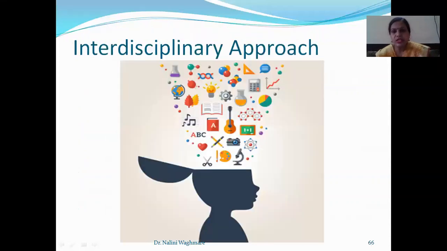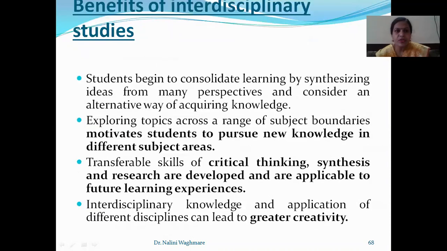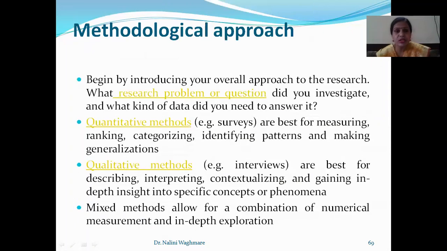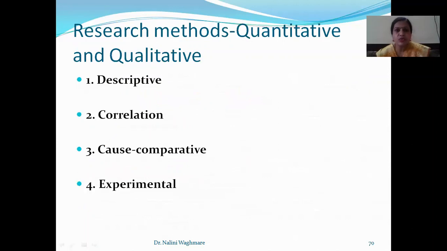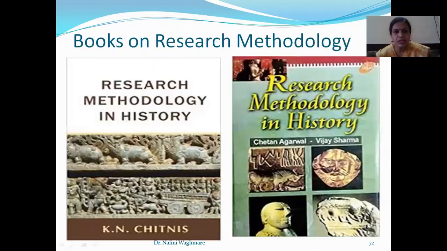While doing interdisciplinary research, you take the help of more than one or two subjects and do research. That is also important. Then the meaning of interdisciplinary research: you have to take the help of other subjects, also mentioned here. Then it is beneficial, it increases your knowledge, other subjects' knowledge also increases, and your creativity also increases. The methods are also the same: descriptive, correlation, cross comparison, experimental method, qualitative method are also used while doing interdisciplinary studies.